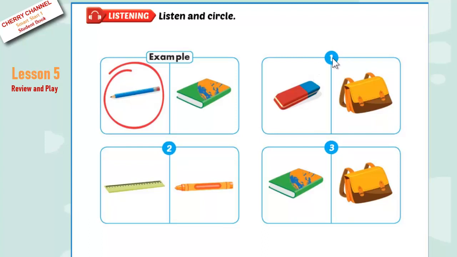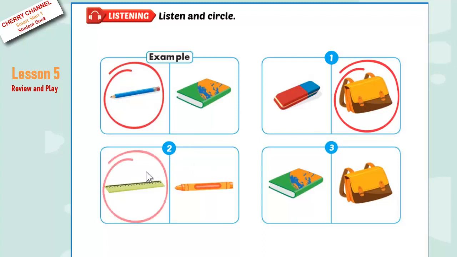One. What is it? It's a bag. Yeah! Two. What is it? It's a ruler. Yeah! Three. What is it? It's a book. Yeah!